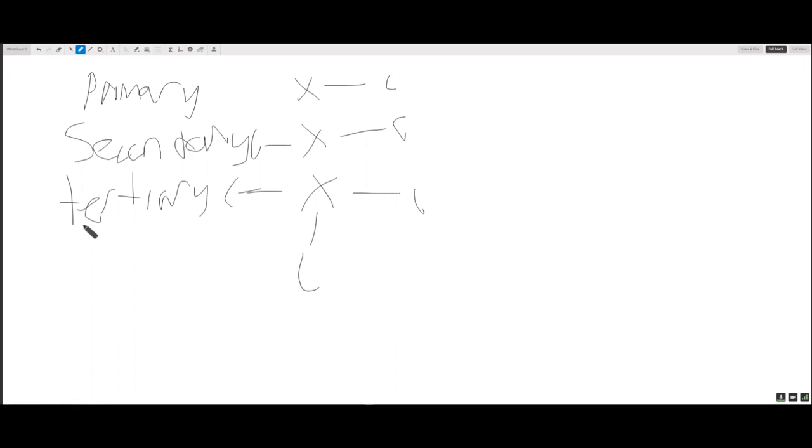And why don't we do quaternary? Why don't we have a quart? Because nothing in organic chemistry can form a carbon bond. There still needs to be a hydrogen here for it to be secondary or primary. If you have a carbon bound like this, it's going to be very unreactive, and it's not going to be polar or have a lot of characteristics in organic chemistry.